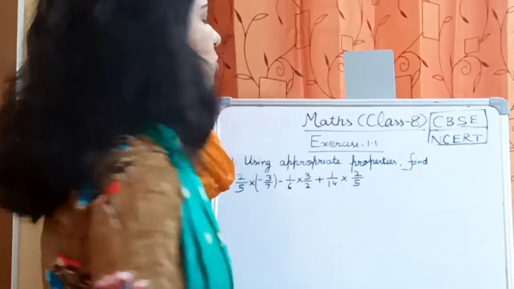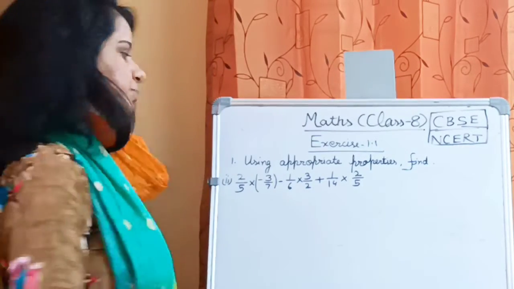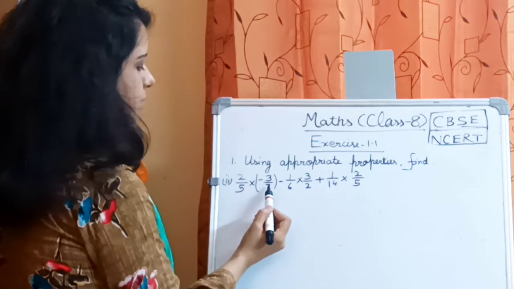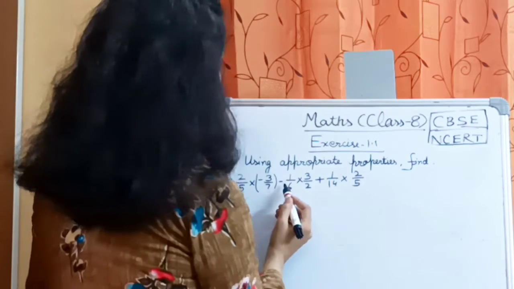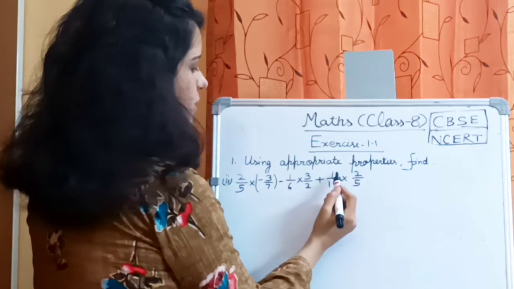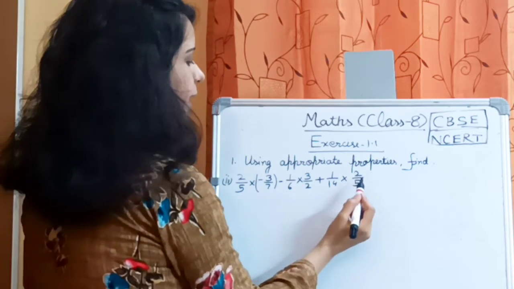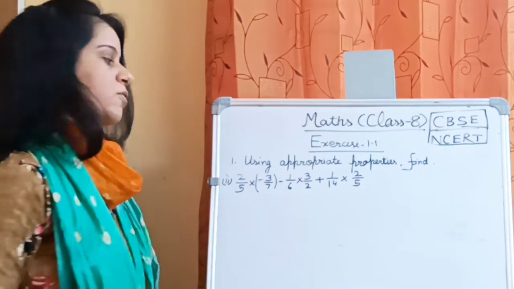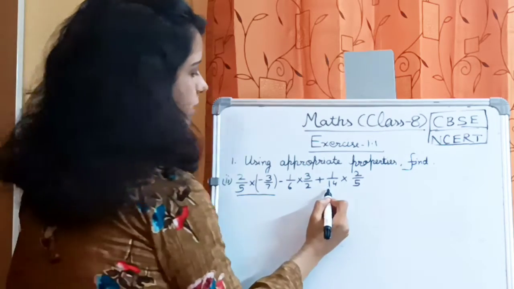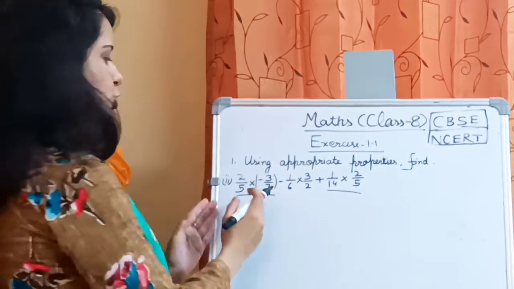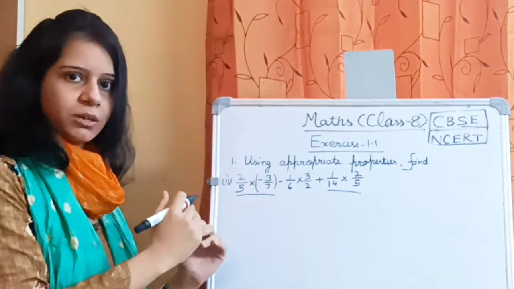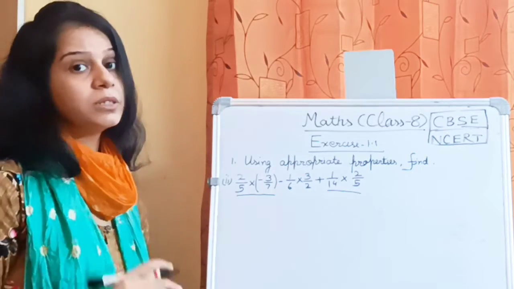Okay, students? Now students, come to the next question, which is 2 upon 5 multiplied by minus 3 upon 7 within bracket minus 1 upon 6 multiplied by 3 upon 2 plus 1 upon 14 multiplied by 2 upon 5. Okay. See the question very carefully. See this term and this term. We need to put these two terms together. When we rearrange the terms, then we are using commutative property. Please keep in mind.